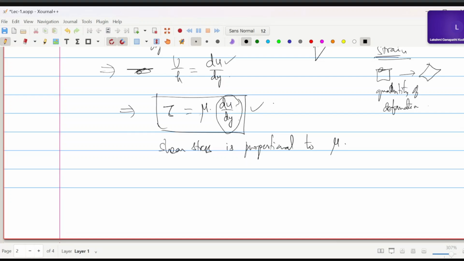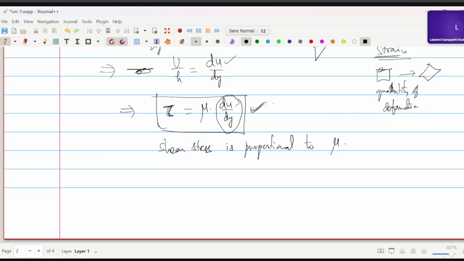See, we are only looking at one direction. In general, for a real fluid, you may have to look at these rates of deformation in all the different directions. That is what we do in the derivation of the Navier-Stokes equations, the momentum equation. That is the time you do this. Basically, shear stresses are proportional to the rates of strain.